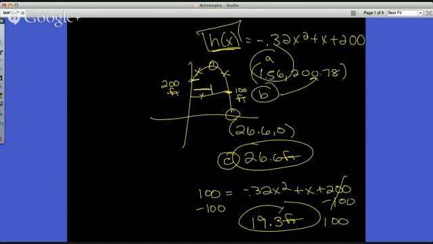Okay? Wait, so for the 100 one, you basically just subtract 100 from the 200. You plug in 100, subtract it from 200, and then you do zeros? Correct. Yeah, because now what we've done is changed the high cliff to where now we're saying if it was at 100 feet, it'd hit the ground, right? Okay. But it was at 200.